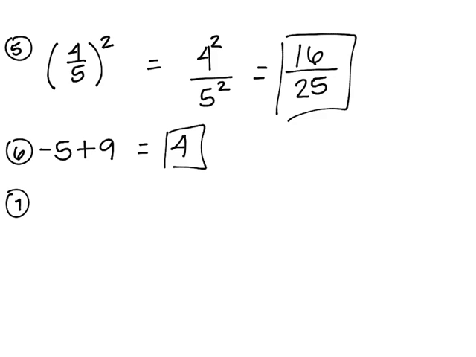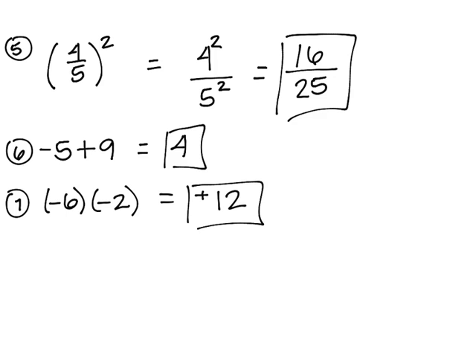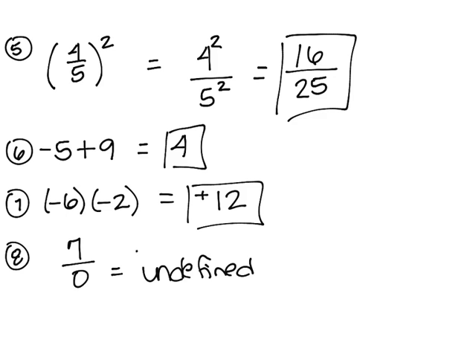Okay. 7 says perform the operation. Negative 6 times negative 2. Negative times a negative is a positive, and it's a positive what? 12. Very good. 8, you got 7 over 0. What do we know about 0 on the bottom of any fraction? Very good. It's undefined. You cannot have 0 on the bottom. Did y'all get that? Good. Undefined. Okay.